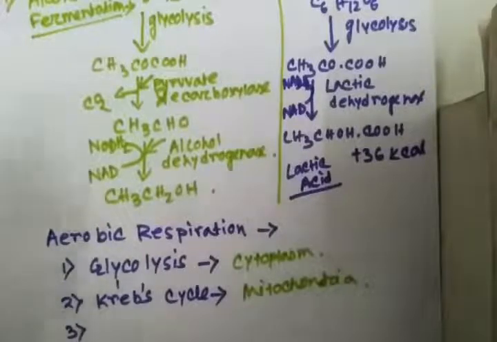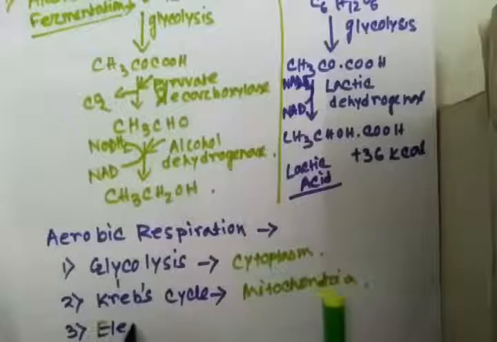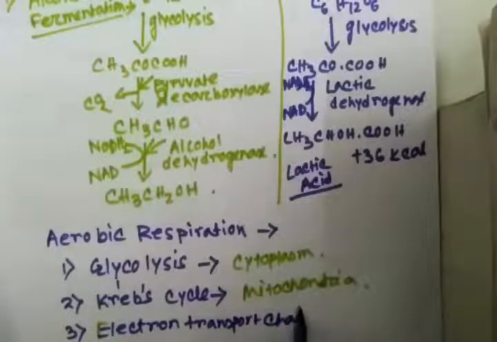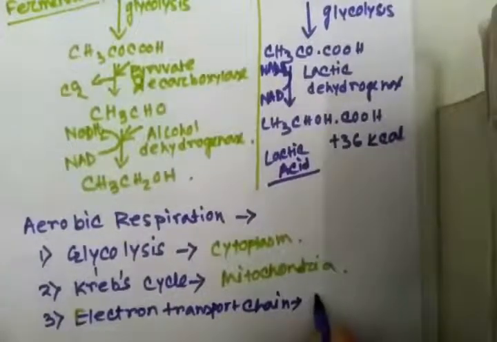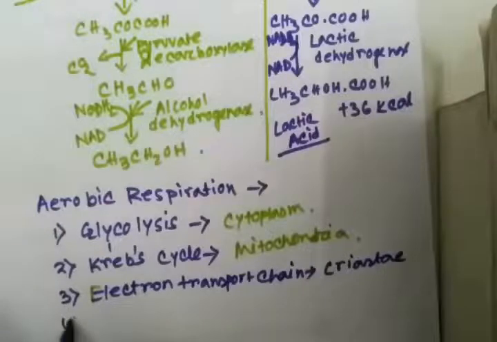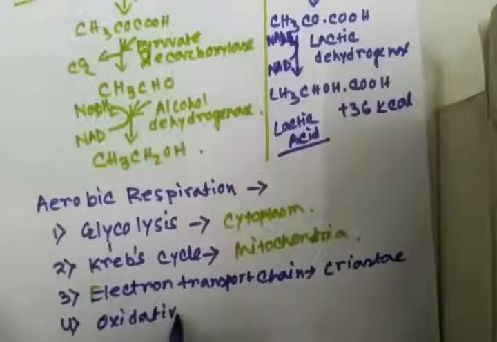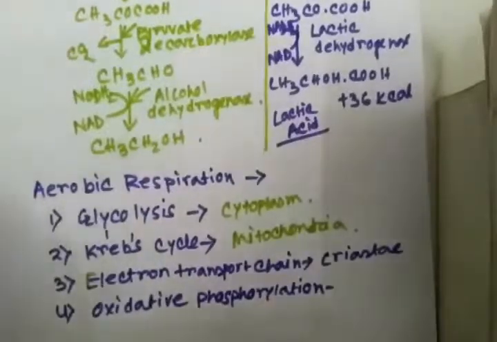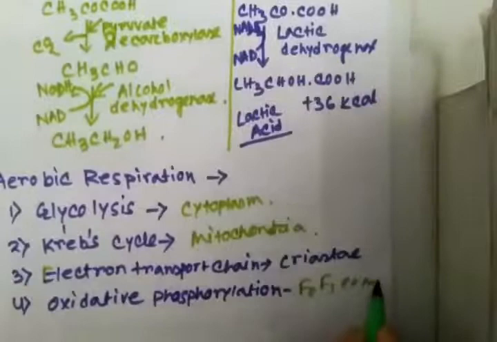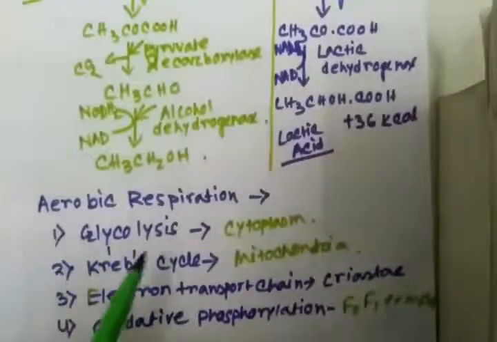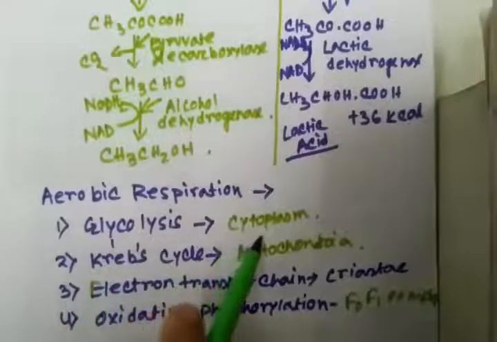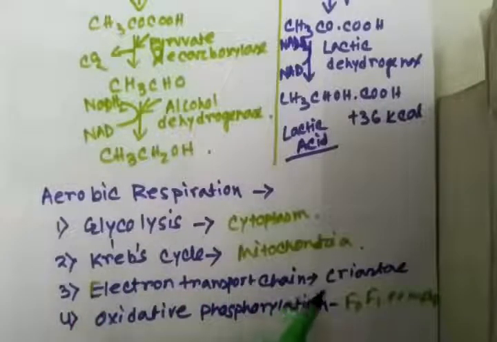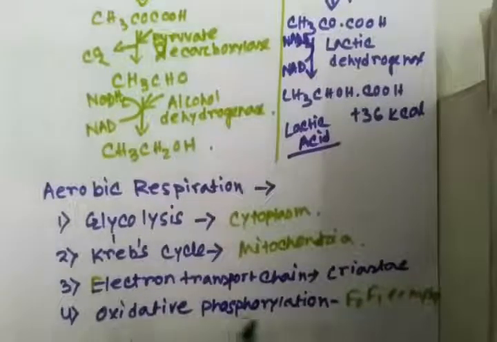And the next step is the electron transport chain, and it occurs in the cristae of mitochondria. And the next step is oxidative phosphorylation, and it occurs in the F0F1 complex of mitochondria. So aerobic respiration occurs in 4 steps. The first step occurs only within the cytoplasm, and the next 3 steps occur in the mitochondria. The Krebs cycle occurs in the mitochondria, the electron transport chain occurs in the cristae of the mitochondria, and the 4th step, oxidative phosphorylation, occurs in the F0F1 complex.